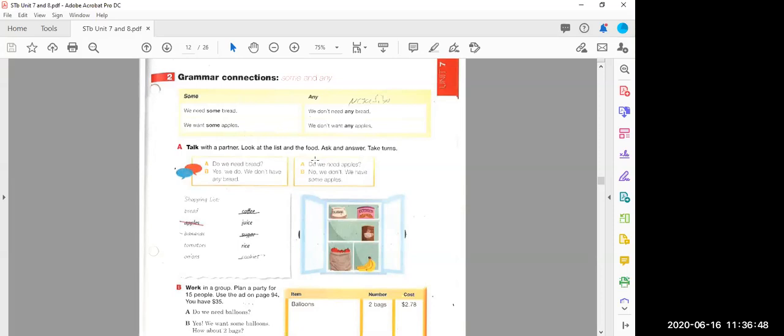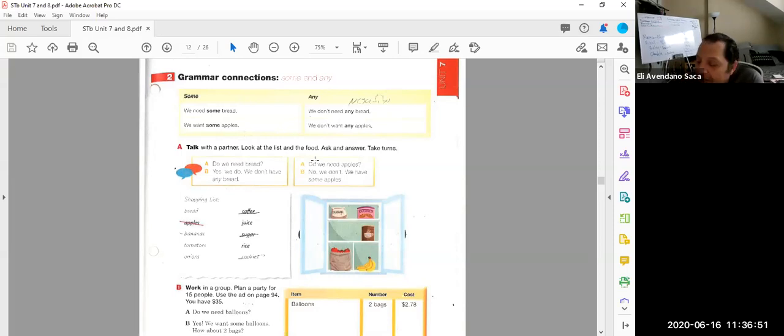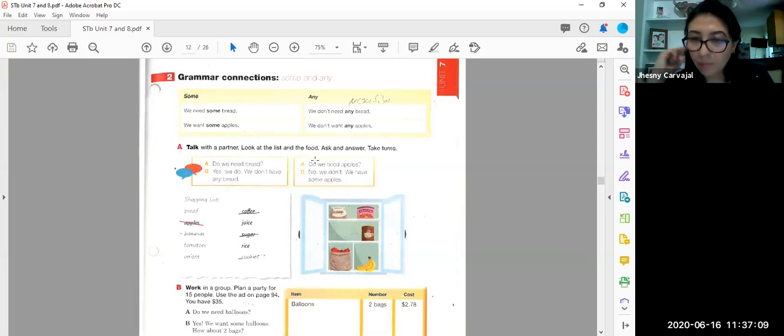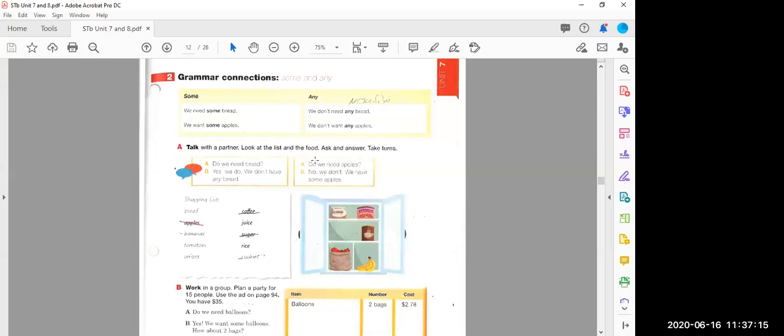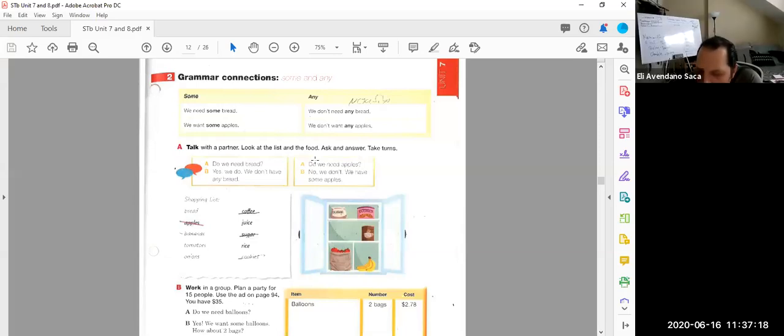No hay problema. So, lo que quiero es que vean, pueden utilizarlo de alguna manera, pero si ustedes van a ocupar any, es ninguna. So if I ask you, do we need apples? Tú vas a decir, no, we don't need any apples. ¿Ya? No, no necesitamos ninguna manzana. Oh, ya sé la parte que los confundí yo, perdón. Do we need any apples? Right? Yes, we do. We don't have any apples. Do we need any apples? No, we don't. We have some apples.